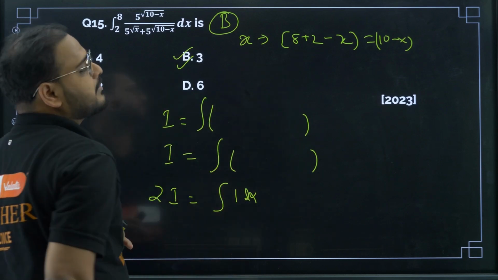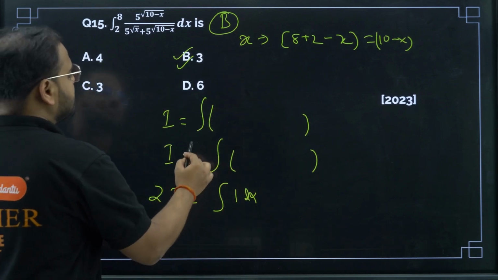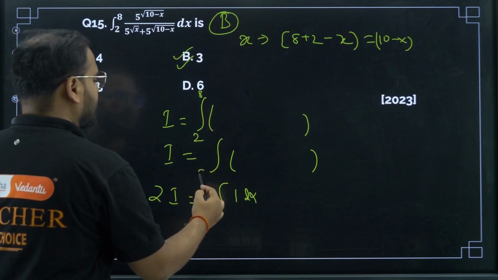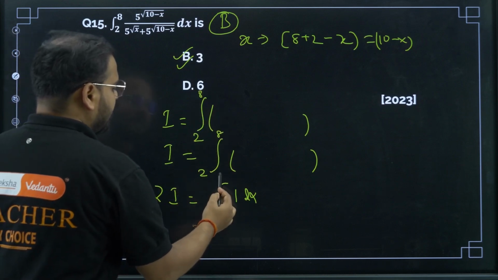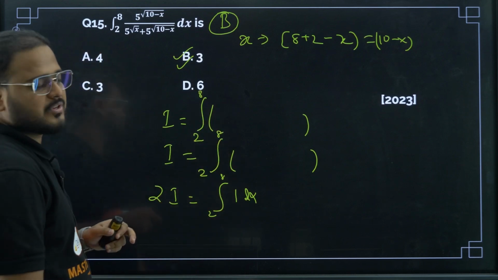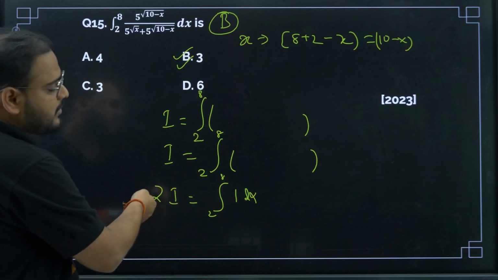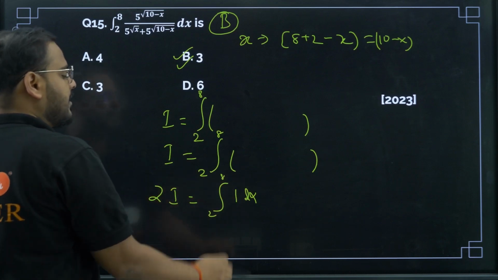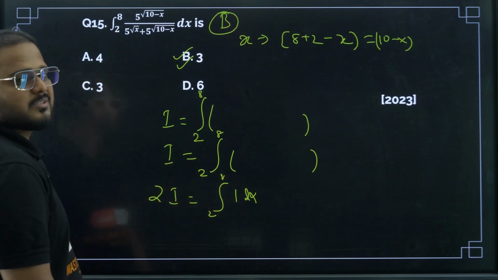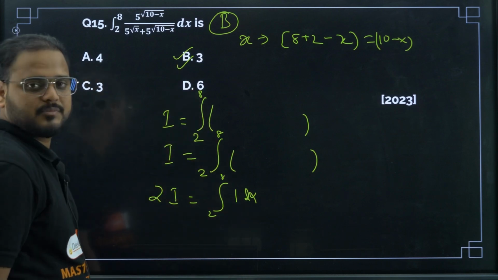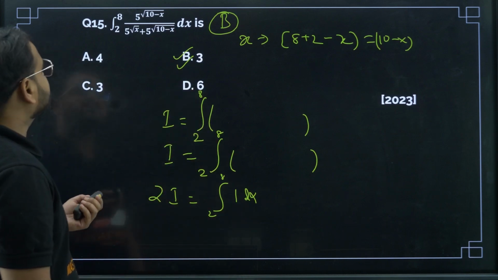Replace x by the sum of the limits minus x, under the same limits, 2 to 8, and add those two equations for I. Then you're going to get 2I on the LHS side. You'll have this value over here as 6. You divide it, it will become 6 by 2. The answer will be 3. Okay, simple. Shall I move on to the next question?